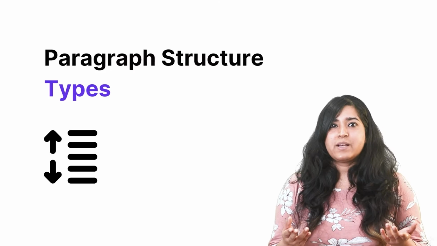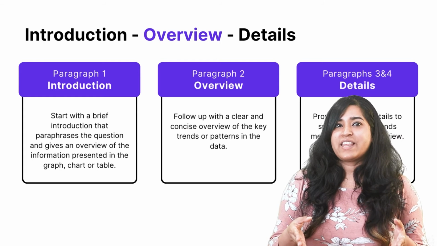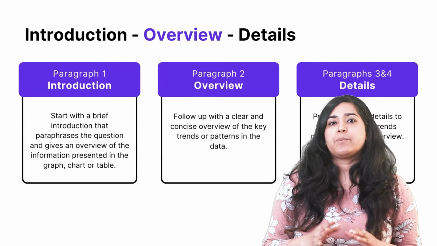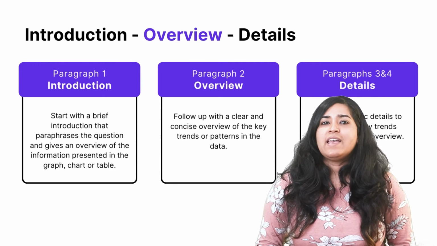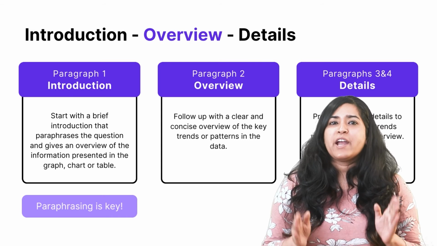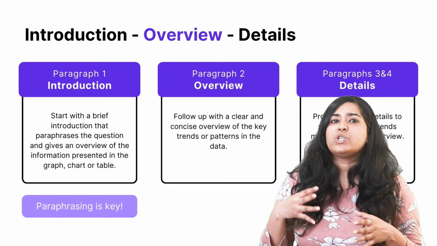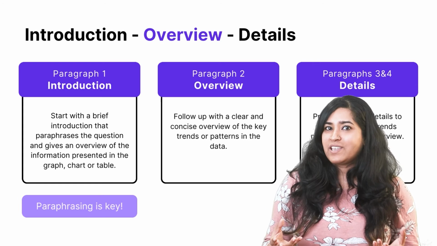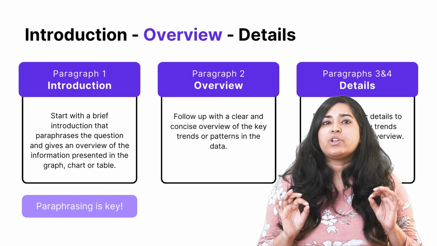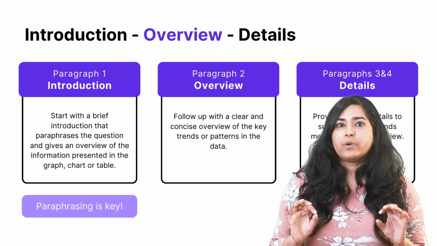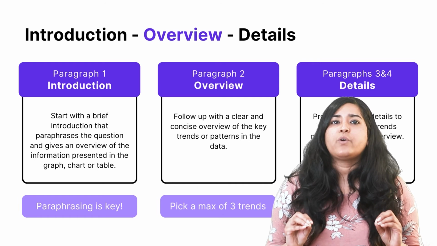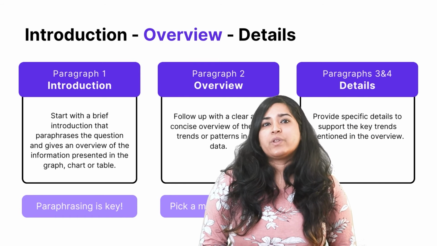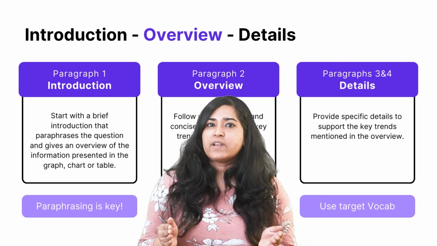All right, now that we know how many paragraphs we need to have, let's look at, first up, the introduction and/or overview, the details for that. First of all, start with a brief introduction that paraphrases the question and gives an overview of the information presented in the graph, chart, or table. The key thing here is that paraphrasing. Paraphrasing the question demonstrates your vocabulary, which in turn contributes to your lexical resource score for the assessment criteria. Next, you're going to follow it up with a clear and concise overview of the key trends or patterns in the data. Here, you might want to pick out a maximum of 3 trends and focus on those only throughout the task. You will then provide specific details to support the key trends mentioned in the overview.